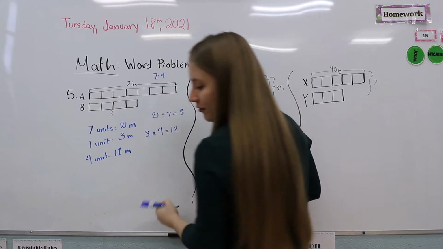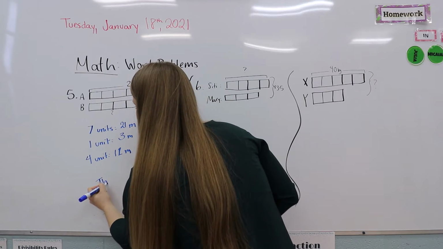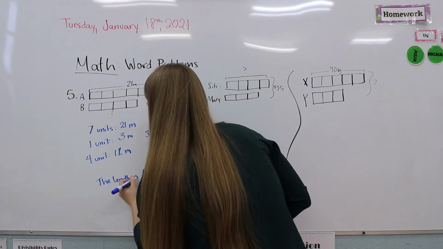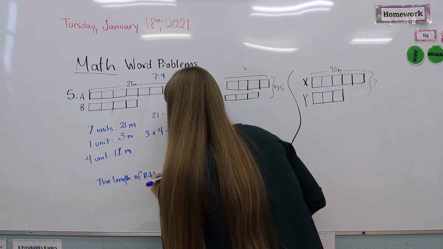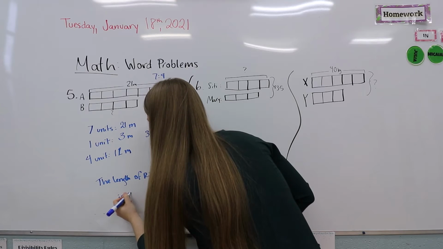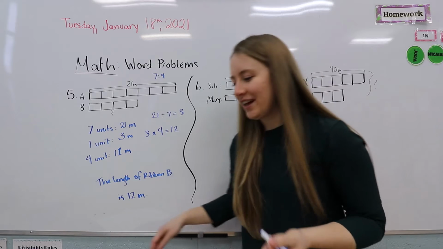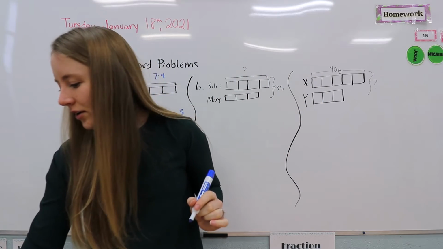meters. And of course, with word problems, we have our sentence at the end. So the length of ribbon B is 12 meters. All right, so that's our first problem. So now we're going to flip the page and keep going.